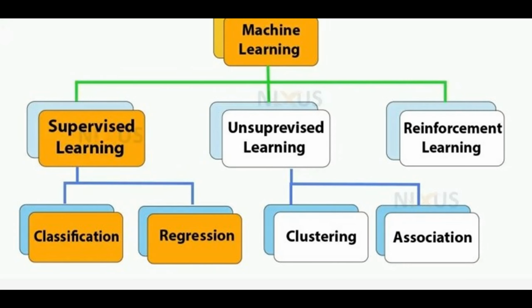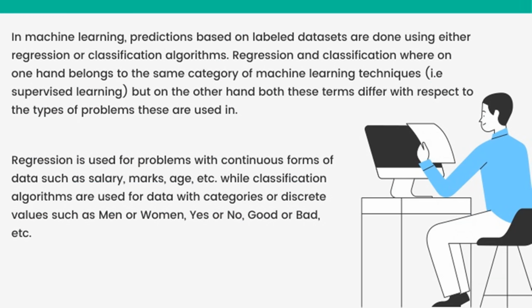Regression and classification belong to the same category of machine learning techniques, i.e. supervised learning, but on the other hand, both these terms differ with respect to the types of problems they are used in. Regression is used for problems with continuous forms of data such as salary, marks, age, etc., while classification algorithms are used for data with categories or discrete values such as men or women, yes or no, good or bad, etc.